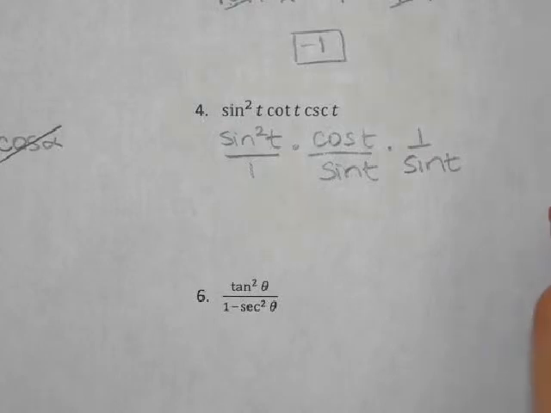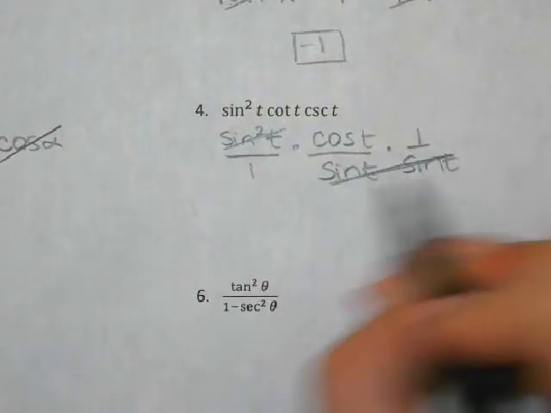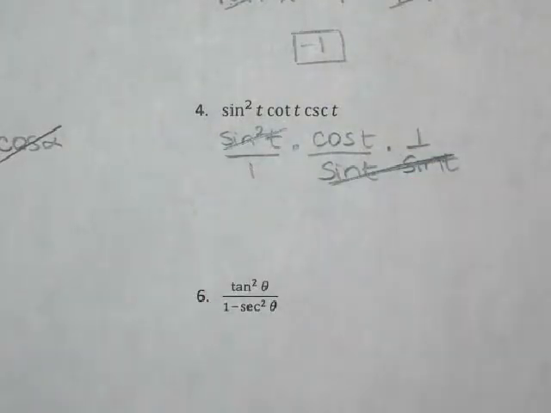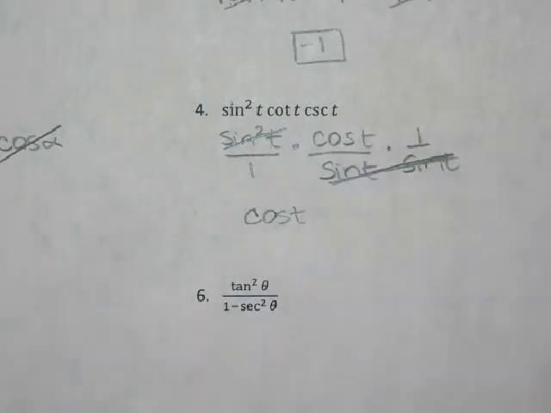All right, anyone see what we could do? Yeah, so sine squared on top cancels with sine squared on bottom. And so cos, yeah, and the 1s don't need to be there, so cos is our answer.